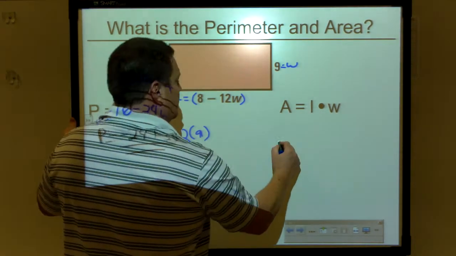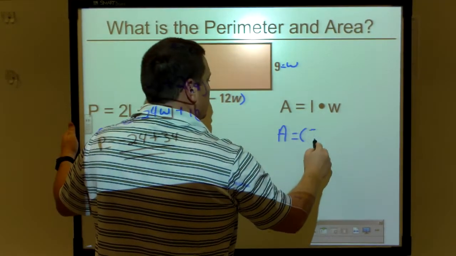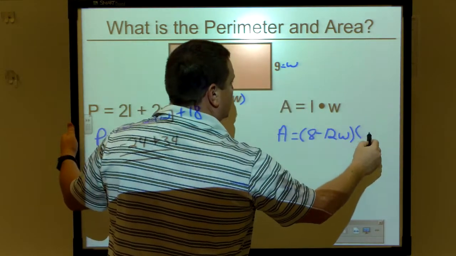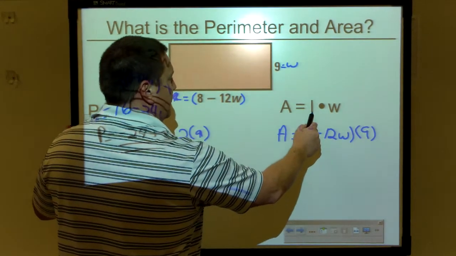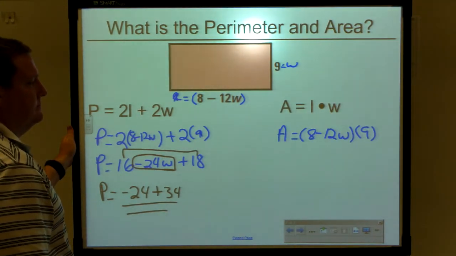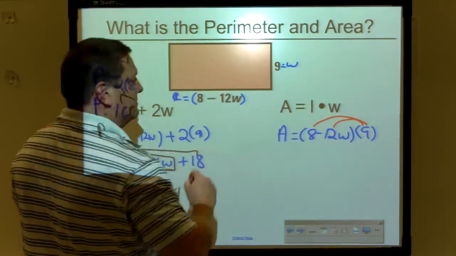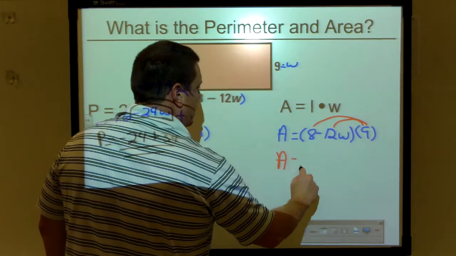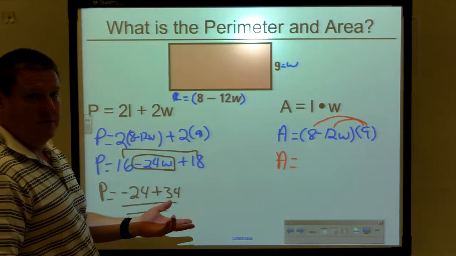Area is going to equal length, which was 8 minus 12w, times the width, which is 9. Length times width. So in place of L, I'm putting in the entire expression for L. Okay, now all I got to do is distribute. Remember, I like to go from the front and then work my way backwards. Some people will actually multiply it backwards. It's really up to you.